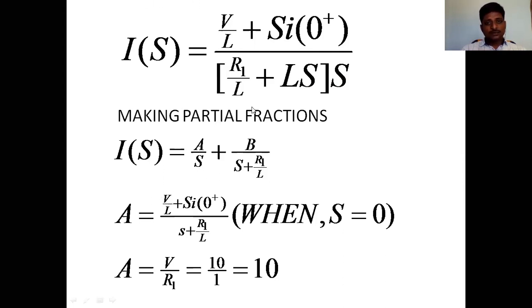A is equal to, take this equation, but you don't have to write s here. That is the only difference. So (V by L plus s into I of 0 plus) by (s plus R1 by L) when s is equal to 0. Here you have to understand one thing. When you replace s equal to 0 here, s into I of 0 plus will be 0. Therefore, A is equal to 10.